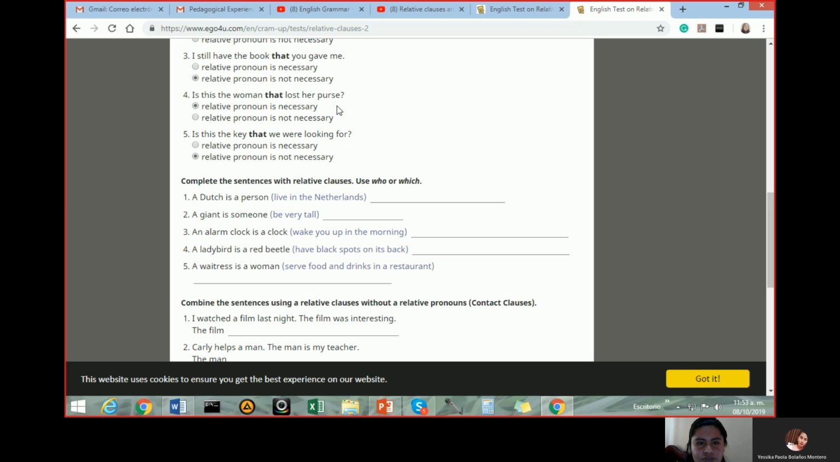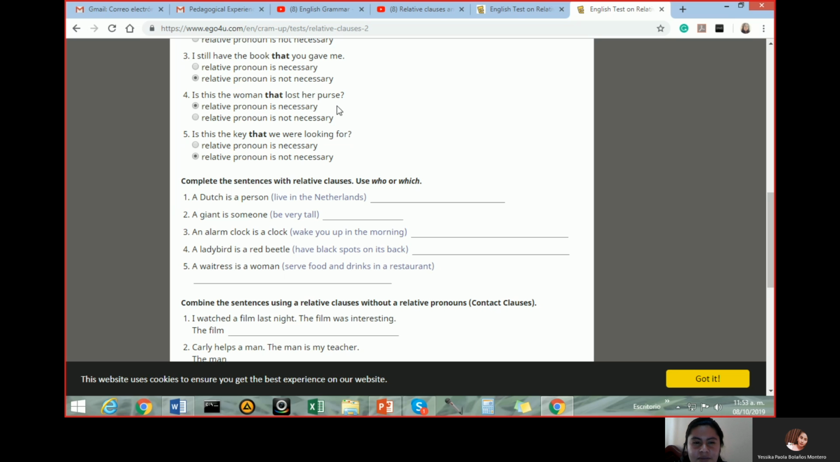Encontramos que la mujer es el sujeto, pero estamos hablando de algo de su propia propiedad. Es decir, entonces, por este motivo, no podemos decir: esta la mujer perdió su pulsera. Entonces, no necesitamos esta expresión, es necesario. ¿Por qué? Porque si no, no sabemos de quién es la pulsera. Por este motivo, sí es necesario utilizar that en esta mujer que perdió su pulsera.